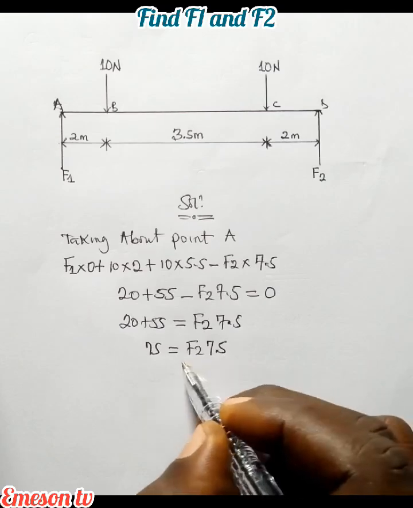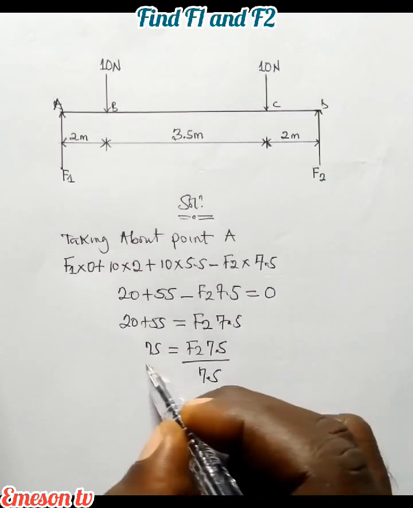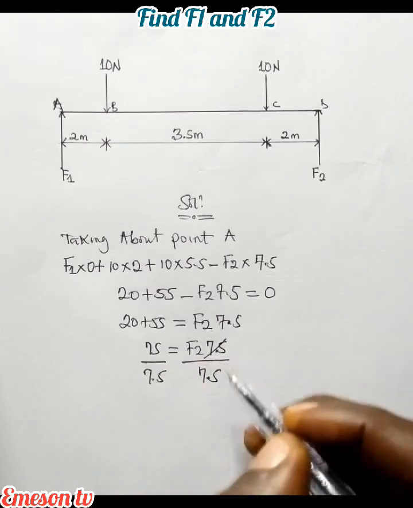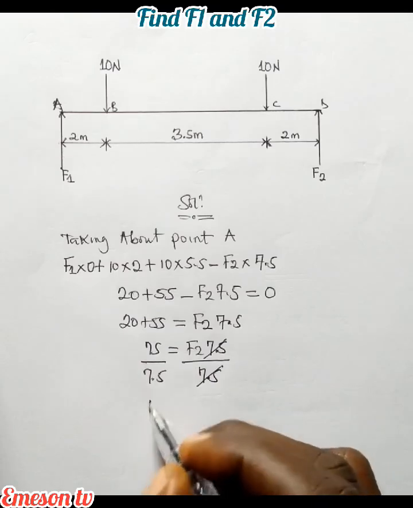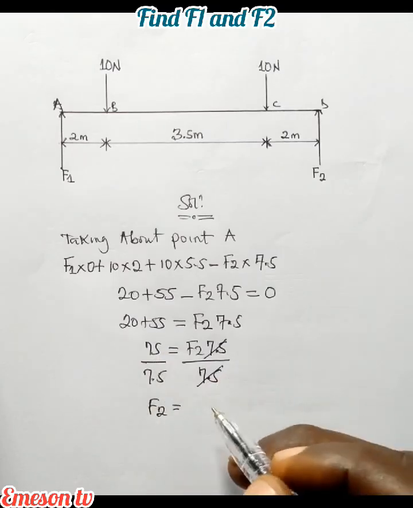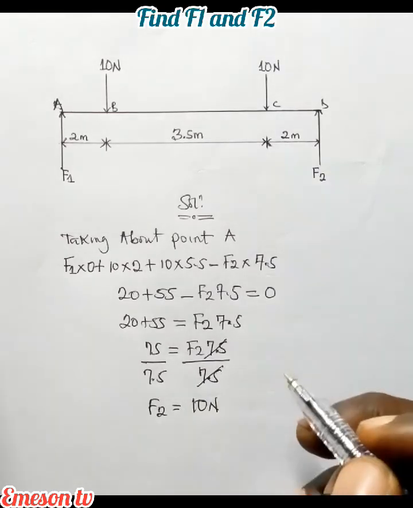Now we can solve for F2 by dividing here by 7.5, divide here by what? 7.5. This will go with this. So therefore our F2 is equal to 75 divided by 7.5 is what? 10. So F2 is 10 Newton.